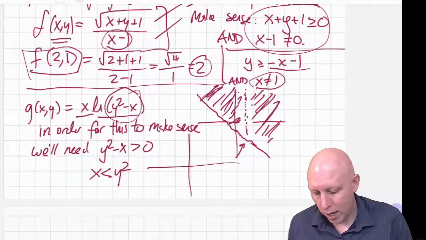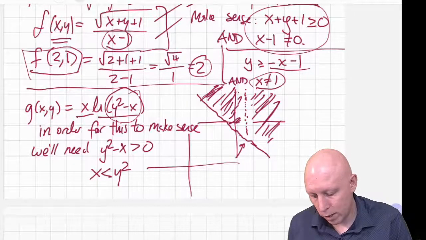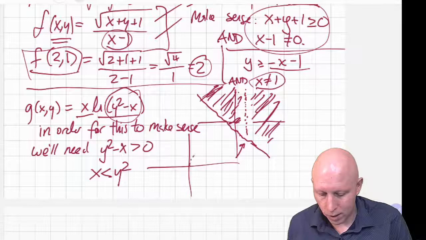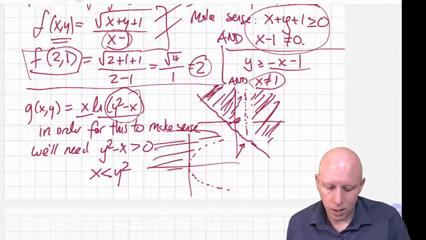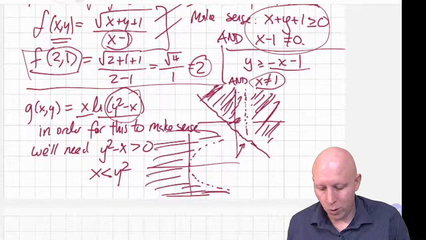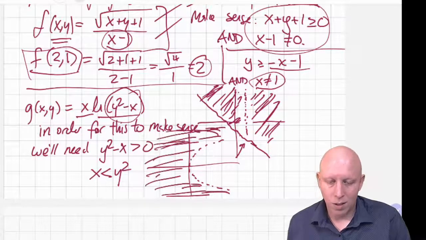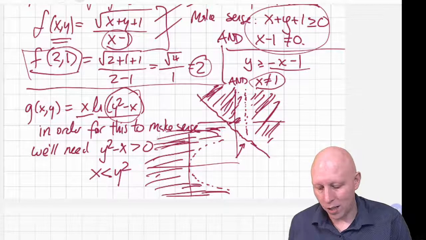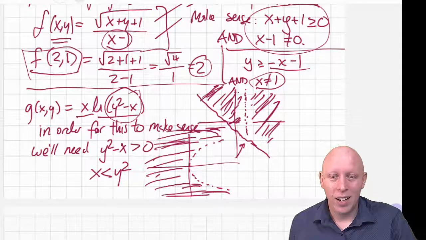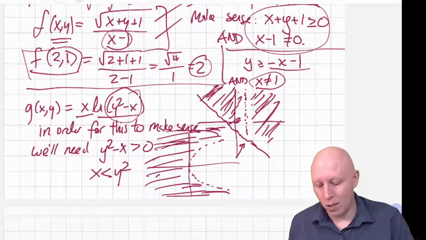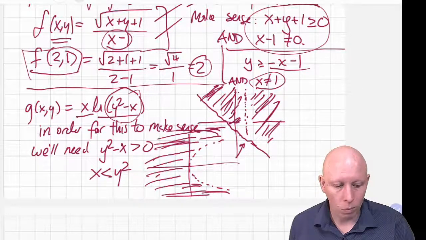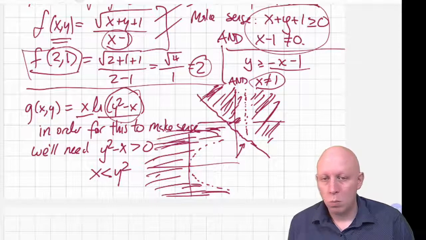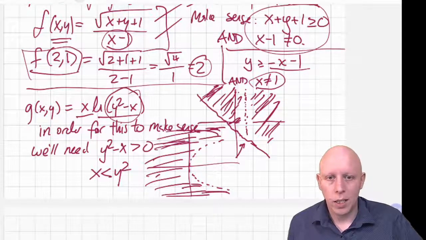So if we're going to draw that, then we have to draw x is equal to y squared, which is this curve. And then we need x to be less than that. So the domain here is this region that looks like somebody took a bite out of it. And again, it's much more complicated than these regions that we're used to dealing with for single variable functions. Let's stop there for now and see you shortly.